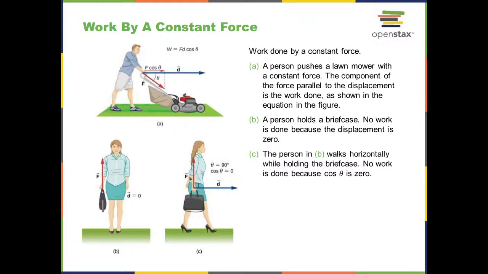If there's a displacement in the vertical direction, then of course there will be work done, because then this angle theta is not equal to 90 degrees anymore, and there will be a non-zero work.